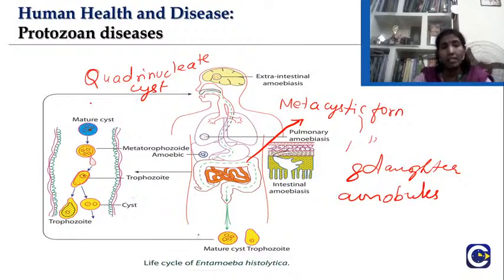So we look for the presence of trophozoites in the stool examination. Either we do a fluorescence antibody test or we do ELISA. So this is how we do it. So what is the life cycle? The quadrinucleate cyst enters through the fecal-oral route, going into the intestine, where it is degraded by the proteolytic enzymes, and the metacyst is formed. This metacyst divides and forms the daughter cells. These daughter cells keep on multiplying and form the trophozoites. The trophozoites again divide and form the cyst. That mature cyst will come out and again the cycle goes on.